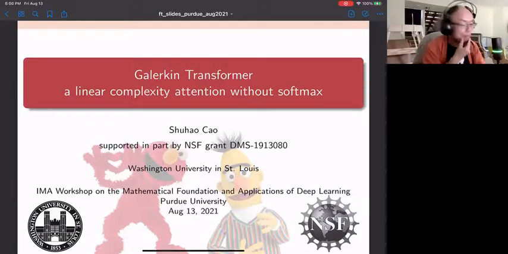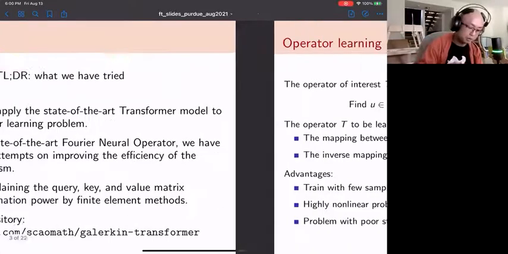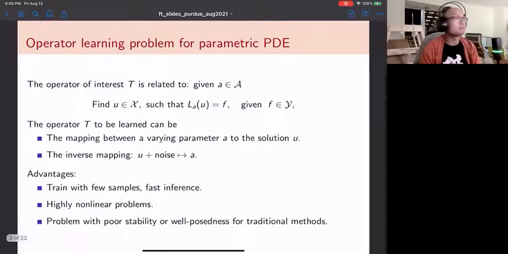So today, I'm going to talk about some of my recent research. I think the theme, so here's a summary. Let me give the summary up front. The TL;DR, too long didn't read, is that we are standing on the shoulders of giants. We combine two state-of-the-art methods together, and we try to explain one of them. And here is our problem.